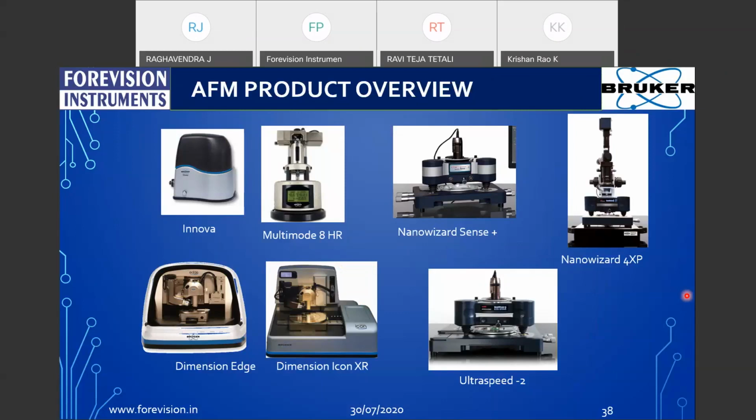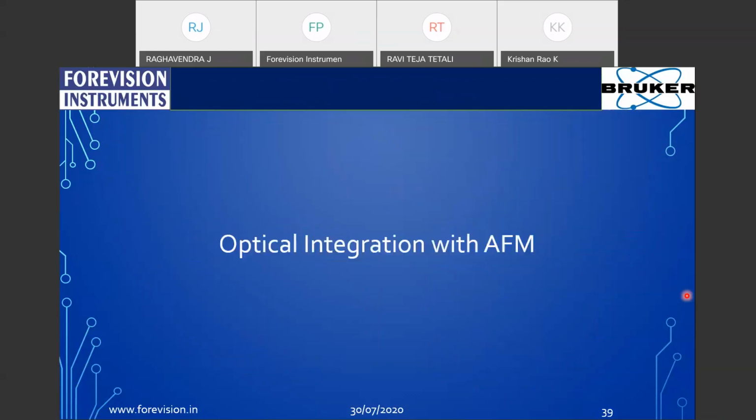And then coming to the JPK product line, we have the NanoWizard SensePlus and NanoWizard 4XP. They are also available for materials, and we can integrate them with IOM in future. And the UltraSpeed is the fastest AFM, which can give 10 frames per second dynamic rate for studying some in situ measurements. Then I am moving to the optical integration of AFMs with Raman as well as nano IR measurements.